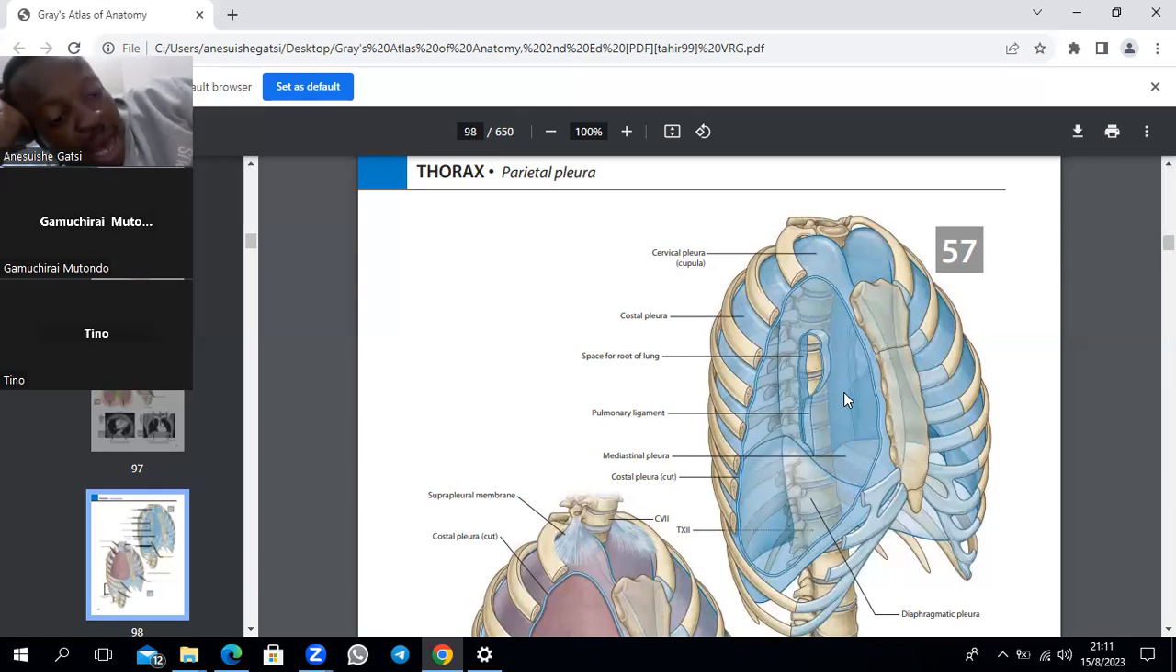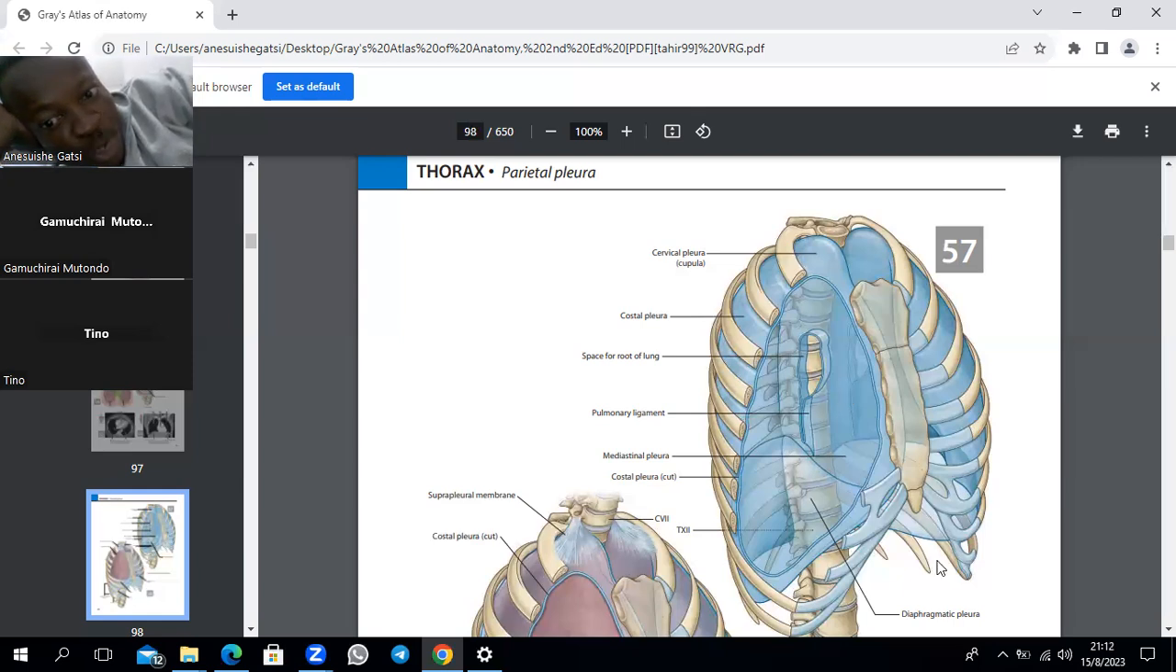Then, in as much as parietal and visceral are different, the two layers of pleura become continuous with each other at what we'll call the hilum of the lung. I'll show you what the hilum of the lung is and what you find there. But it is at that point where the parietal, specifically the mediastinal part of the parietal pleura, becomes continuous with the visceral pleura. Visceral pleura for the lung has no parts like the parietal, where you divide into 4 parts.